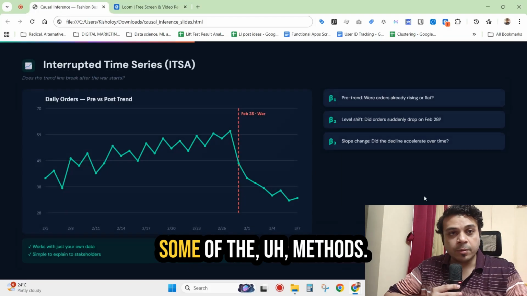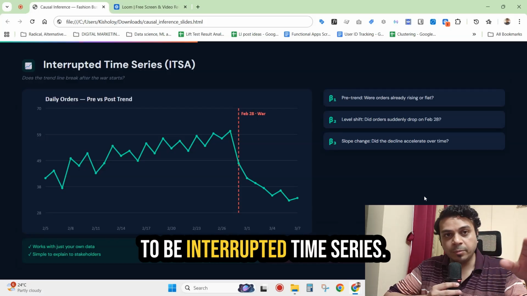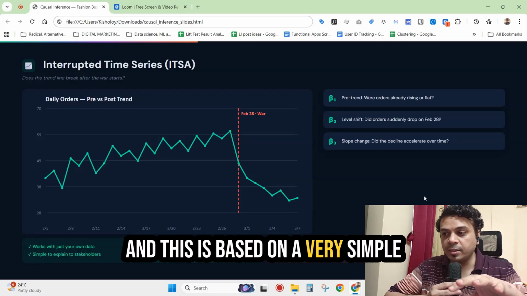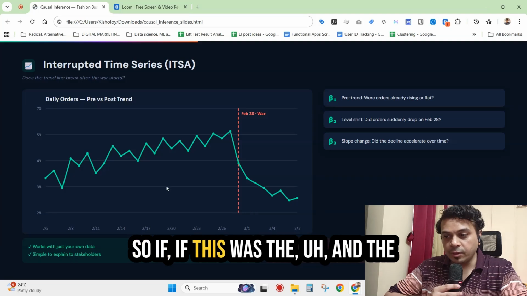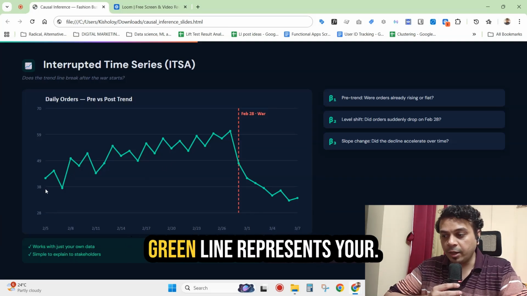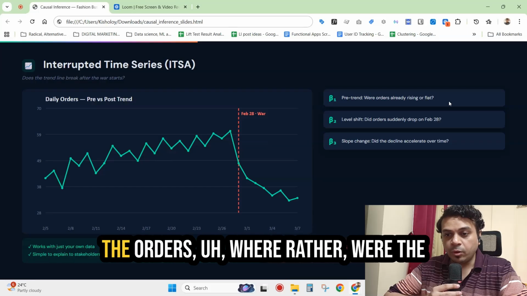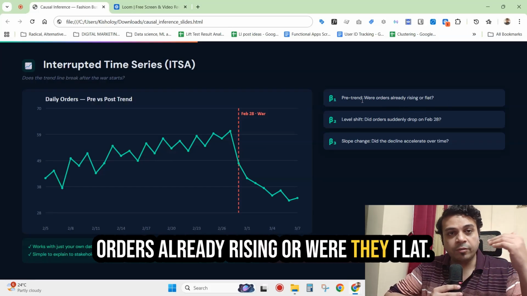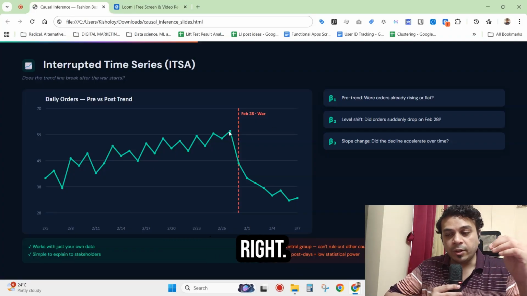Now let's look at some of the methods. The easiest method possibly among these is going to be interrupted time series, and this is based on a very simple concept of the change of slope. The green line represents the pre-trend: where were the orders, were they already rising or were they flat. So you basically get a slope of this line.